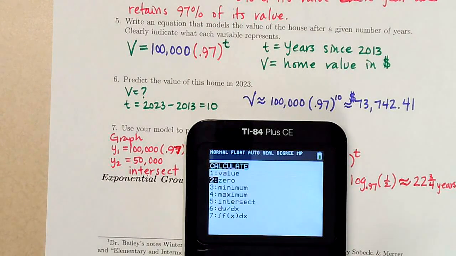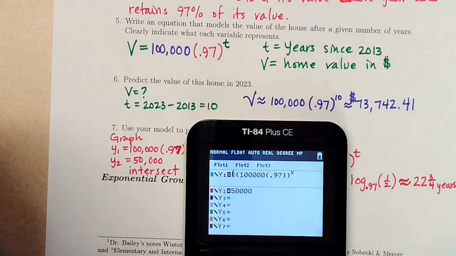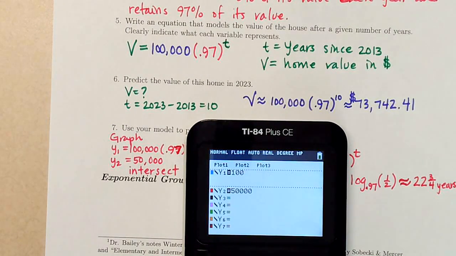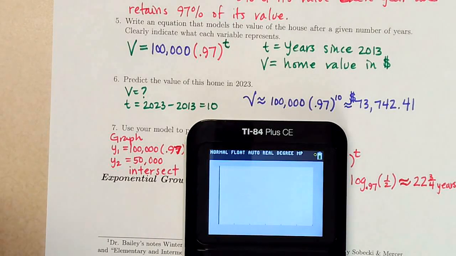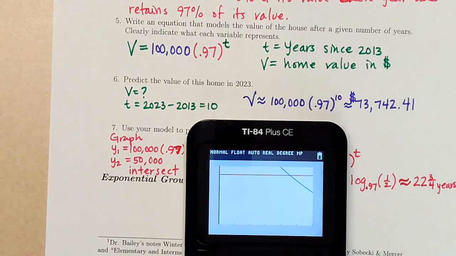Second calc. Intersect. First curve is blue. It's the exponential curve. Oh my goodness. No. I really put this in wrong. I got to start here. 100,000, 0.97 to the x. Okay. Yeah, I definitely made a mistake in punching it in, and I really just should have started from scratch. There's our curve, and there's our decay. As soon as I saw it, I was like, what? Okay. So it needed to come down for decay.